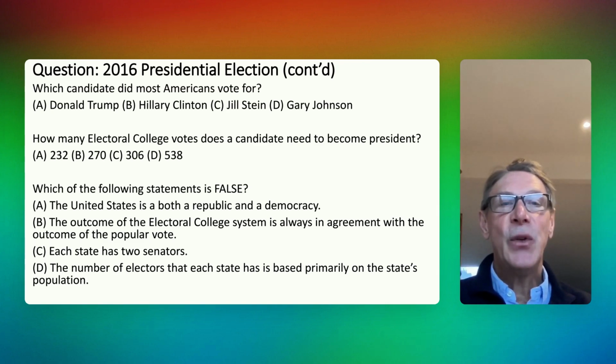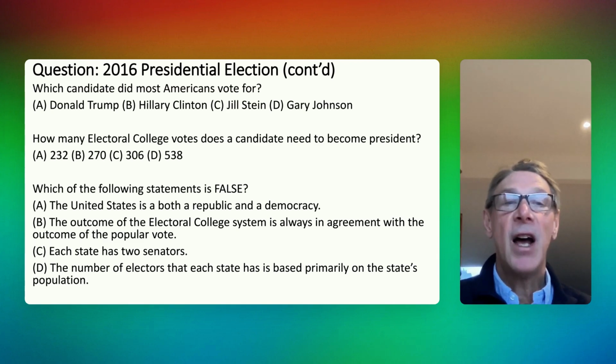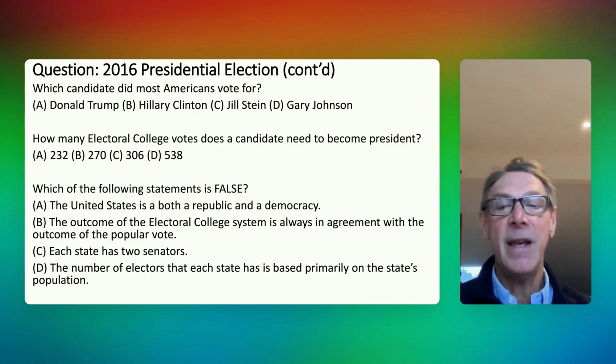C, each state has 2 senators. That's true. And D, the number of electors that each state has is based primarily on the state's population. Well, that is true because a large state gets more electors than a small state. So A is true, B is false, C is true, and D is true. So the one that is false is B.